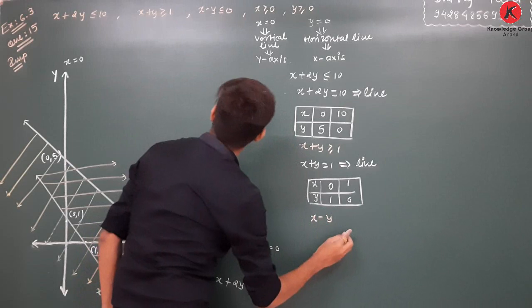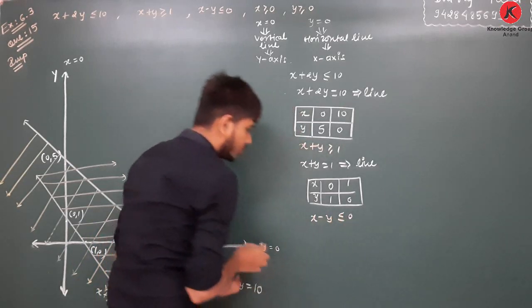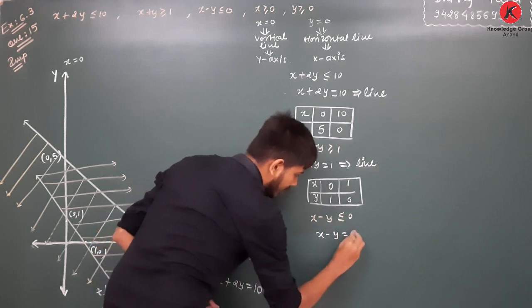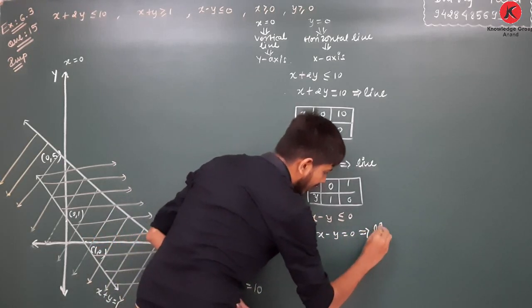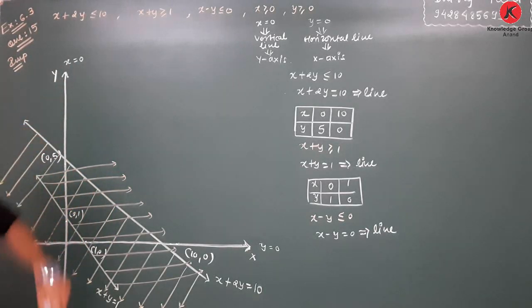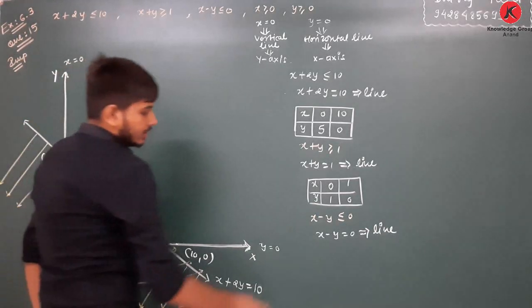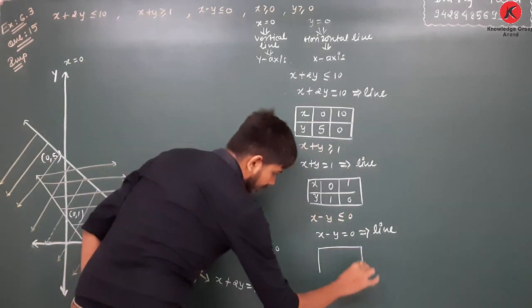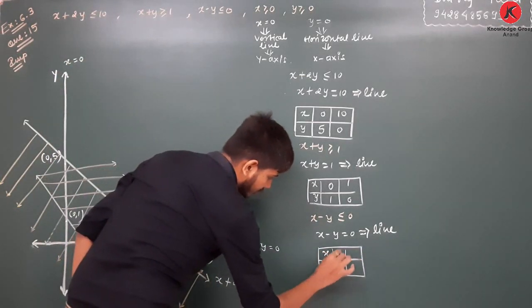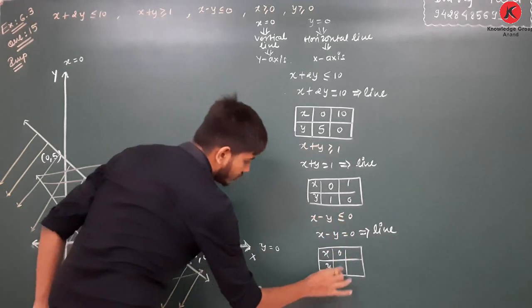x minus y less than or equals to 0, therefore the line x minus y equals to 0, this is the line. x minus y equals to 0 is our line. Now represent the points. So I am taking points. Suppose x is 0, then I will get y equals to 0 here.